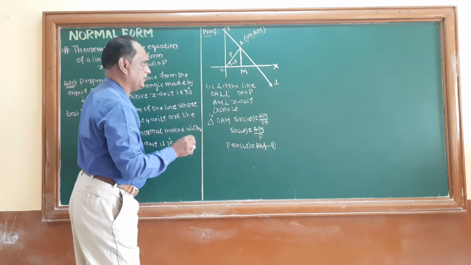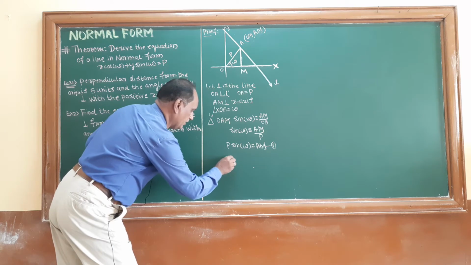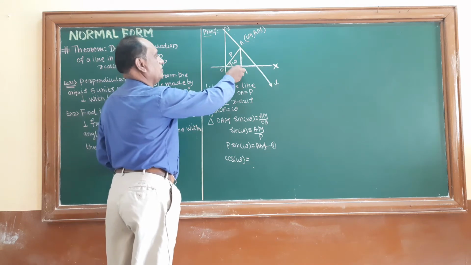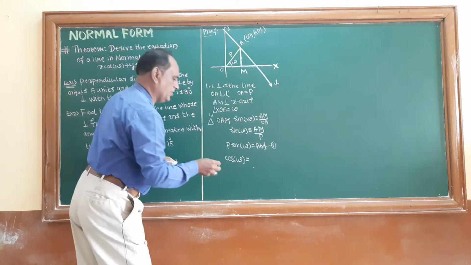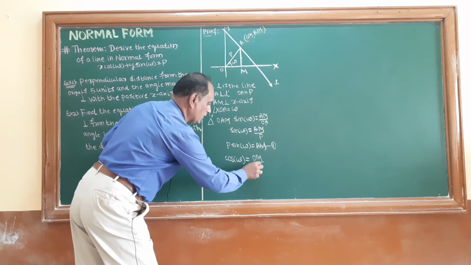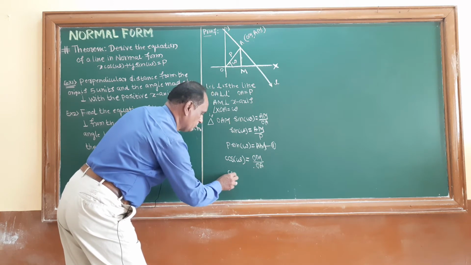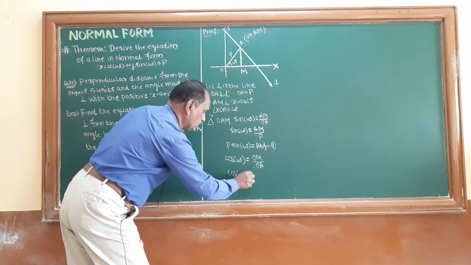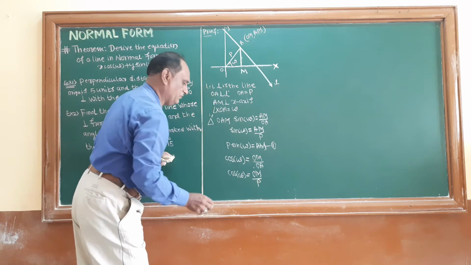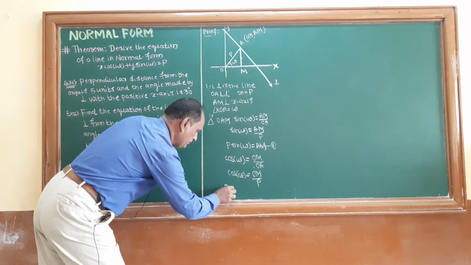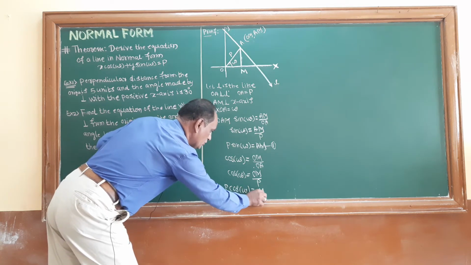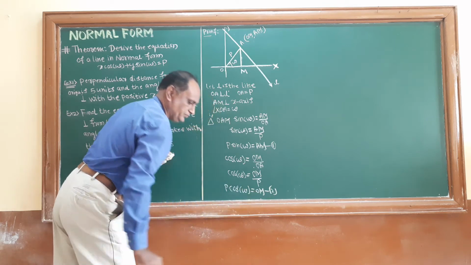Similarly, in the same triangle you have to define cos omega. Cos omega means adjacent side divided by hypotenuse. Adjacent side means OM divided by hypotenuse, which is OA, that is p. On cross multiplying, p into cos omega is equal to OM. Call this equation number 2.